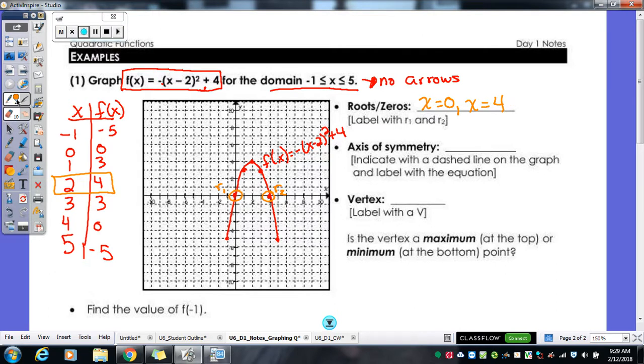Our axis of symmetry, they want us to indicate it with a dashed line. Again, that is the imaginary line that goes right through the middle of your parabola. This one falls nicely on one of our integer values there.